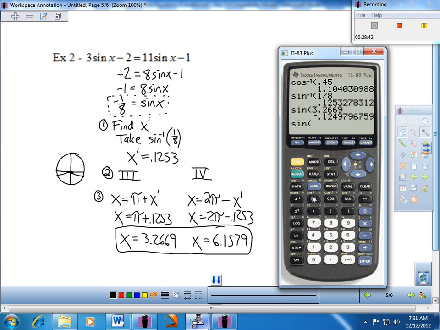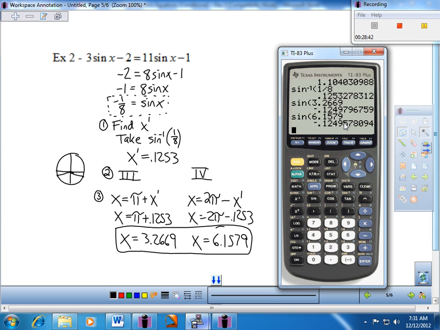Let's try the other one. Sine of 6.1579. And same thing, as you can see. Again, pretty much right on target. There's -1/8. So I would go back and just check your answers after you get them. Make sure. All right, let's just quickly recap the 3 steps, and then we'll do the last one of the day.